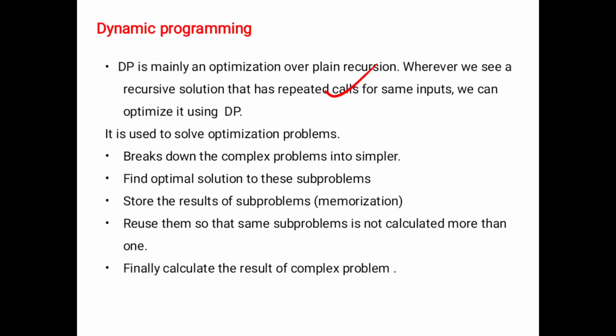In this algorithm there are the following four steps to solve problems. What are they? The first one is to break down the complex problem into simpler problems, or sub problems. The biggest problem is divided, or broken, into simpler problems. Then we find the optimal solution to these sub problems. Can you remember that diagram? Each and every sub problem carries solutions. What type of solution is there? That is the optimal solution.